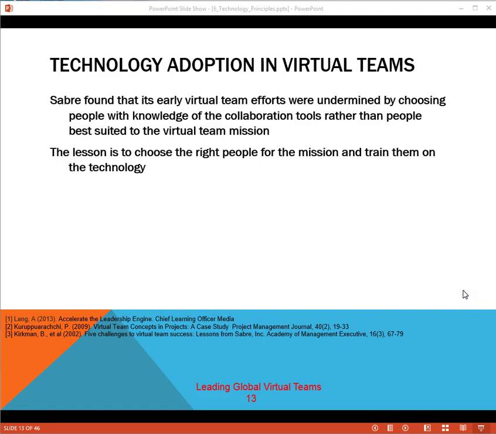Choosing people with knowledge of technology, of course, will not help the team accomplish its mission. You must choose people who have the requisite variety of knowledge to accomplish your mission. The training is a support or administrative function. It's not the main mission of the team.